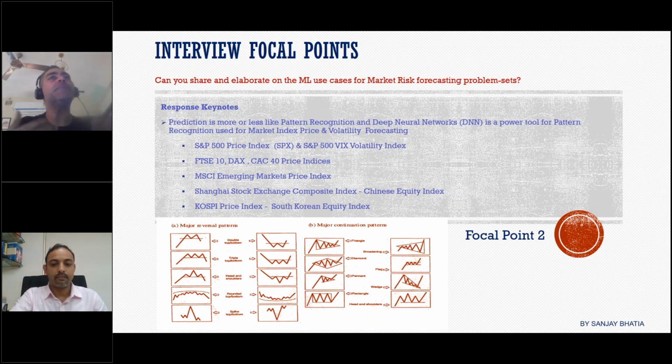Or maybe forecasting a price. The price could be the price of an index like S&P 500, or FTSE, DAX, CAC, or MSCI emerging market index, or Shanghai Stock Exchange Composite Index, or KOSPI, which is a South Korean index. So it would be an index price forecasting problem, or an index volatility forecasting problem, or a loss forecasting problem, VaR or expected shortfall forecasting problem. All these forecasting problems are essentially sequential learning, right, in machine learning terms.